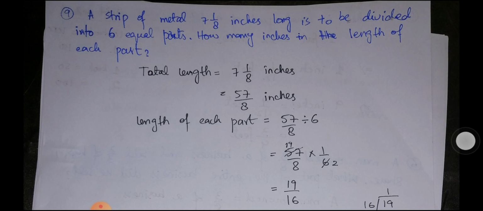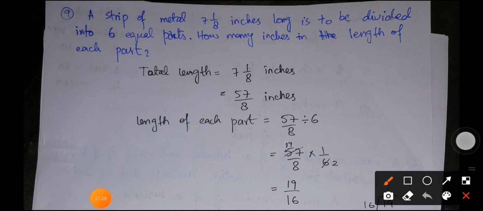At first we will find the mixed number. 8 7s are 56, 56 plus 1 is 57. So total length is 57 over 8. As we have to find the length of each part, and this total length is to be divided into 6 equal parts, here you can see that we can divide this number by 6, and this division can be converted into the product with 1 over 6. So we will cancel out the two terms, and 19 by 16 is the final answer.